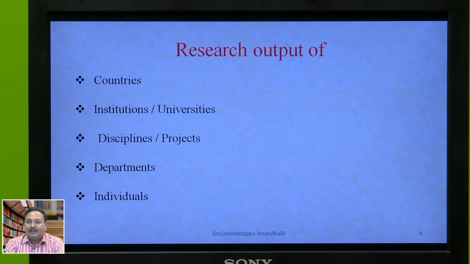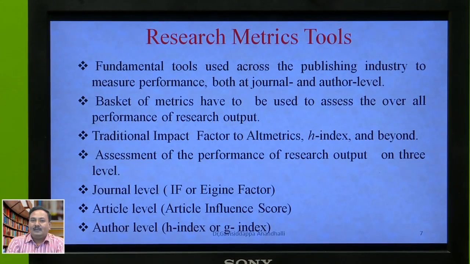Therefore, we can analyze the research output on the basis of various indicators like countries. We can also analyze with respect to institution, discipline, department, and individuals. This way, it helps in making better decisions at the government level or the institution level, in order to make any kind of grant allocation to any university, department, or institution.